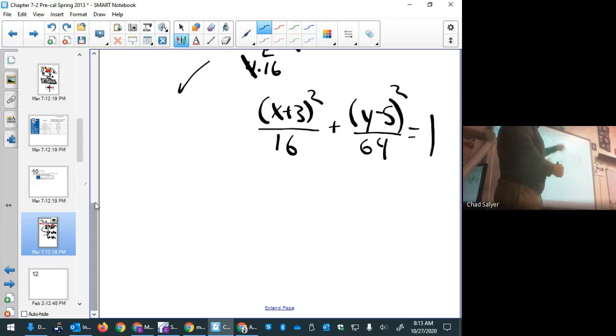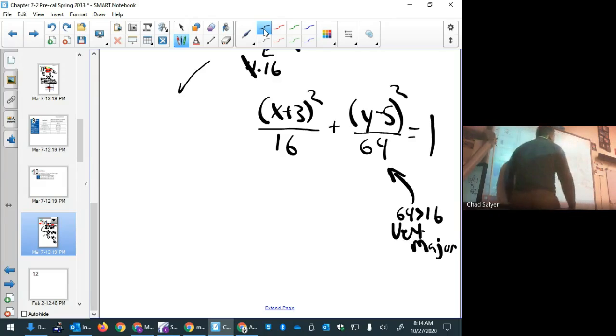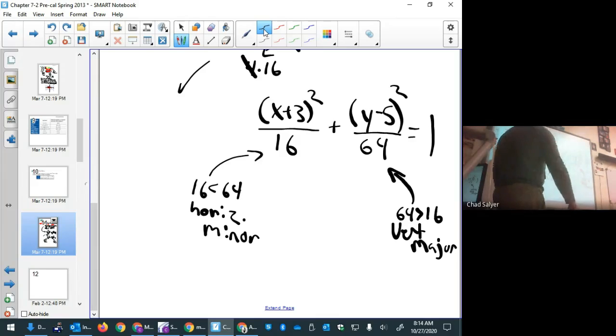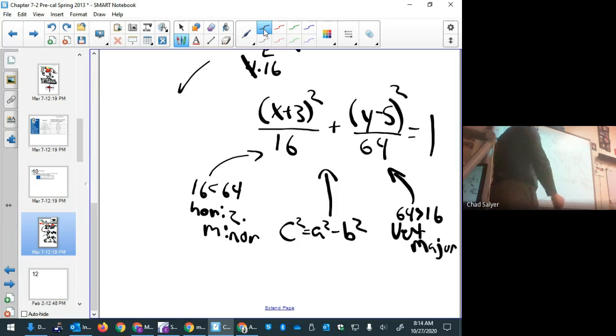Now notice in this case, the y is the major axis. The bigger denominator is under the y in this case. So here I see, because 64 is greater than 16, this is going to have a vertical major. Now be careful because that scrambles a lot of things up when compared to the previous problem. And because 16 is less than 64, it's going to have a horizontal minor. And so let's find, and remember also that c squared equals a squared minus b squared for ellipses, not the same for hyperbola.